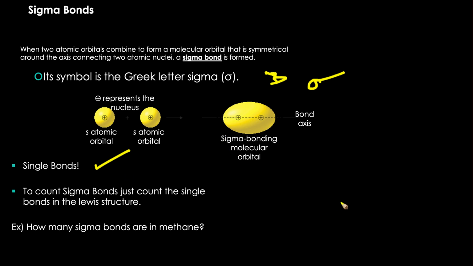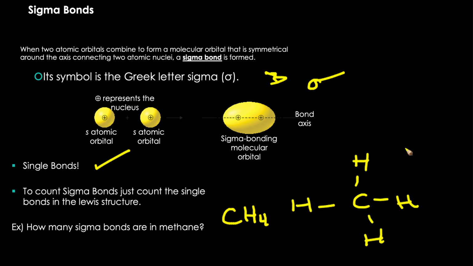So, for example, it says how many sigma bonds are in methane. Methane we know is CH4. So if we did that, carbon with 4 single bonds around it. Since there are 4 single bonds, we have 4 sigma bonds.